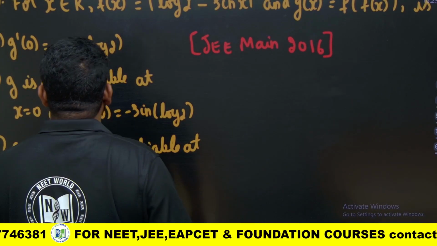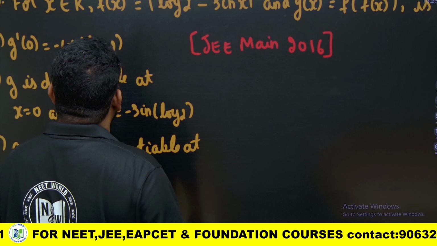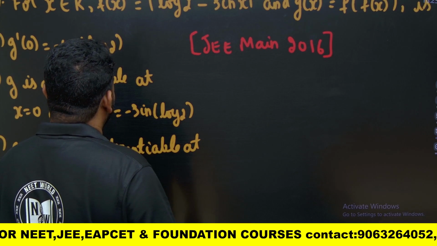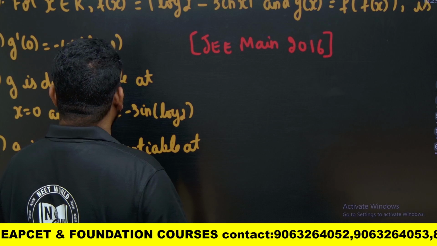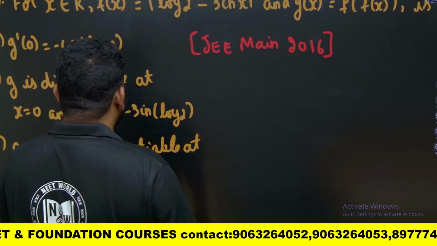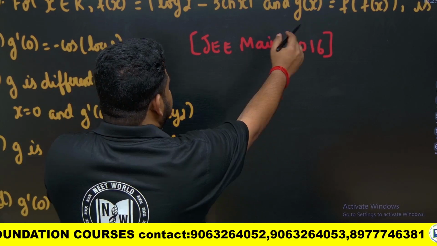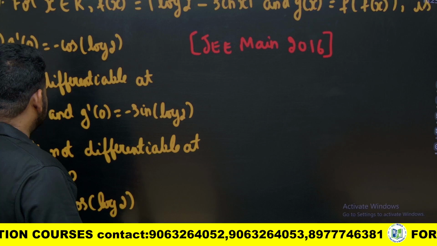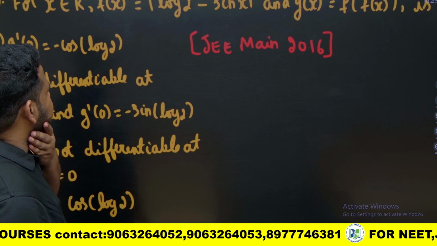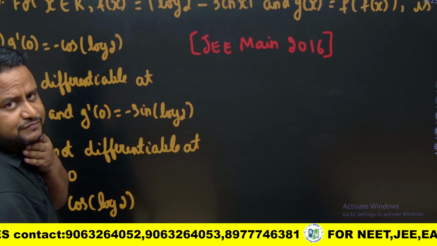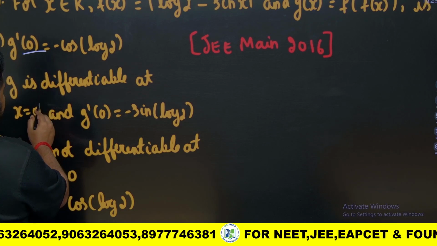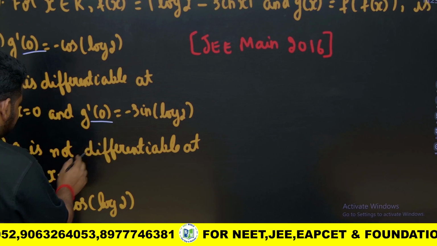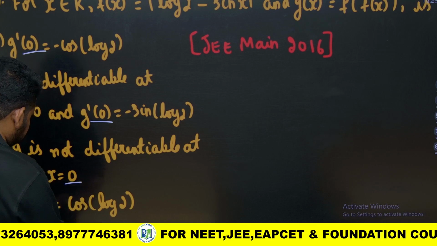So, have a look at this. They are telling, for x belonging to R, f of x is equal to log 2 minus mod sin x, and g of x is equal to f of f of x. They are asking which of these is correct. Now, they have not given a range, they have given the complete range R itself, so we do not know which value to take. If you look at the options, they are all asking for g dash of 0, at x is equal to 0.